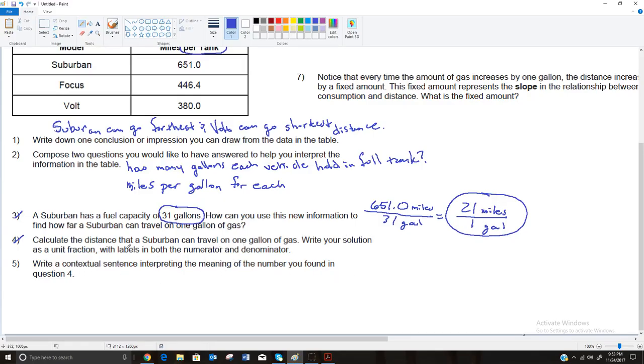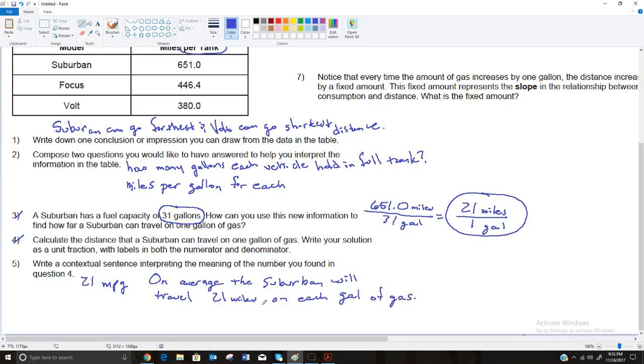So what is 21 miles per gallon? Usually when you go to look at a vehicle, it's written like this, 21 mpg. So what does that mean? Well, that means, on average, and remember this is not going to be perfect, but on average, the Suburban will travel 21 miles on each gallon of gas.